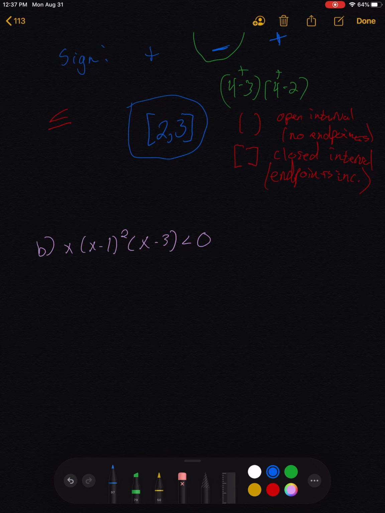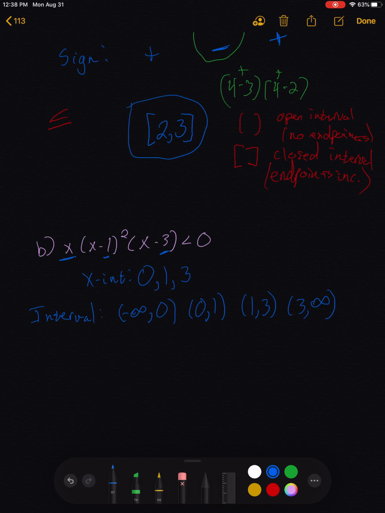Now, in this case, the left-hand side is already factored for us, which makes finding the x-intercepts even easier. The x-intercepts in this case are going to be 0, because that's where the first factor is 0, positive 1, that's where the second factor is 0, and positive 3, that's where the third factor is 0. So again, we'll make that same table where we separate the real number line into intervals, starting from negative infinity and going to the first x-intercept of 0, and then from the first x-intercept to the second, so from 0 to 1, and then from the second to the third, so from 1 to 3, and then the third one was the last one, so we can go from 3 out to infinity.